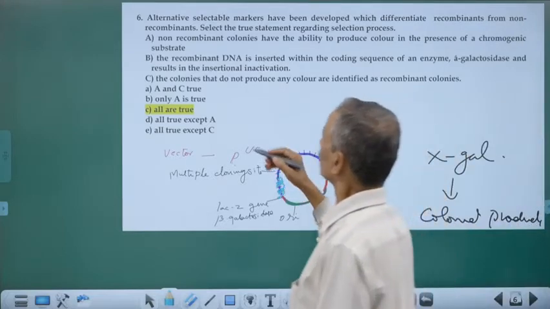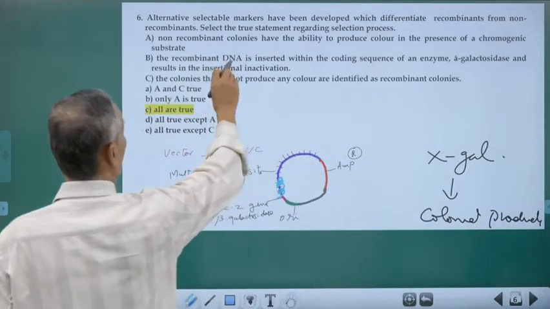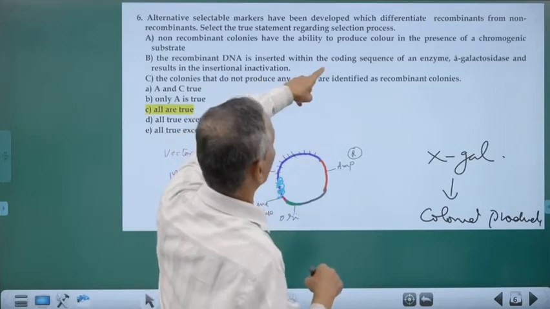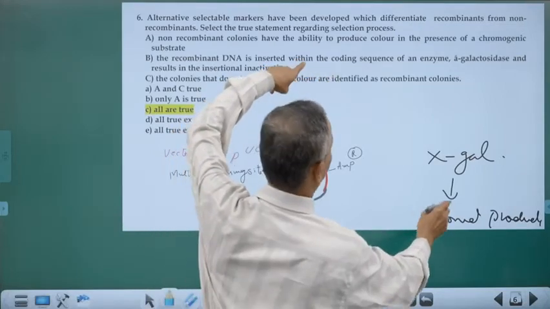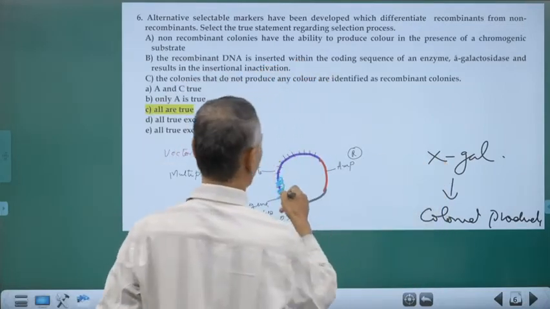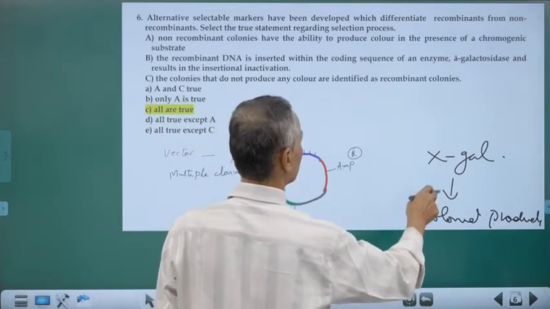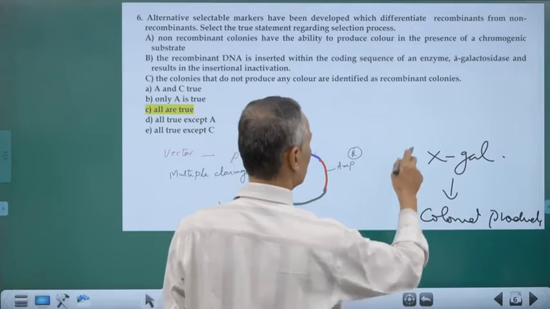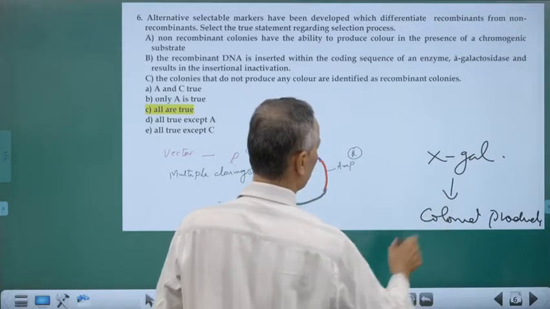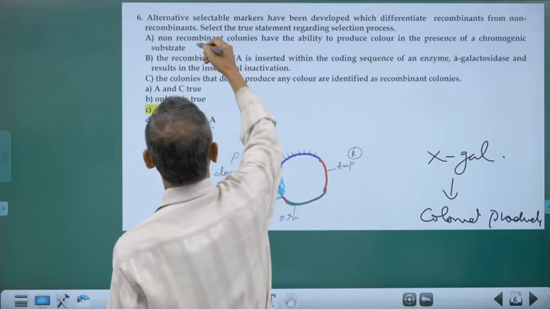So you go through. A non-recombinant colony has the ability to produce color. Non-recombinant, because no foreign DNA is introduced, the lacZ gene is working, so it is producing the enzyme, converting the X-gal in the medium into colored products.